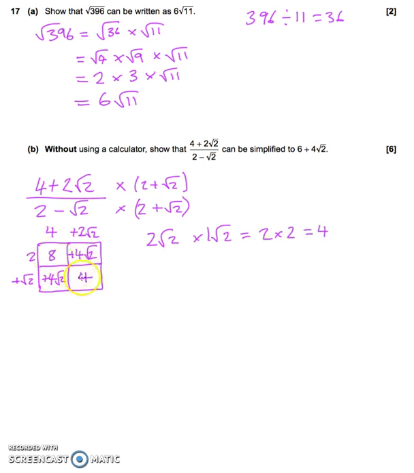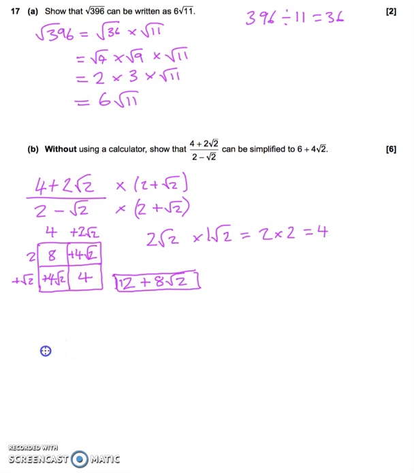So 8 plus 4 gives me 12, and 4 root 2's plus 4 root 2's is 8 root 2's. So I'm going to write down plus 8 root 2's. That's the expression I've now got on the top of the fraction. Oops, I've covered over the 12 there. So 12 plus 8 root 2's.